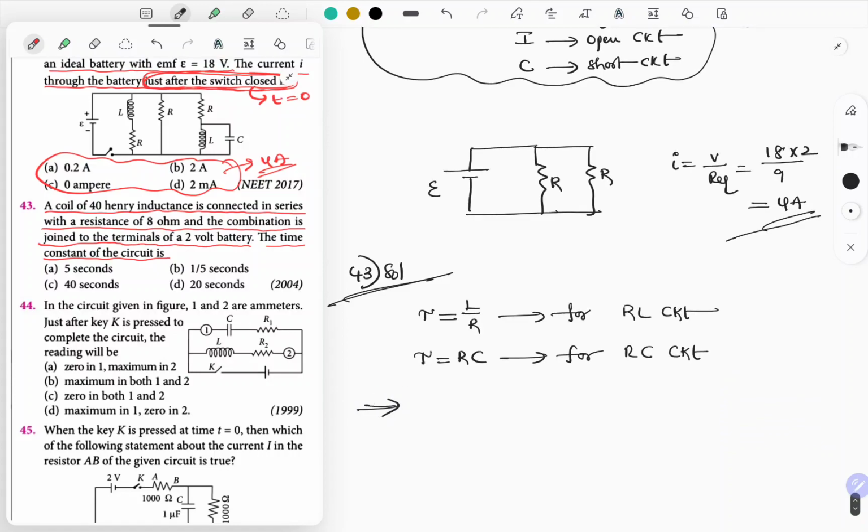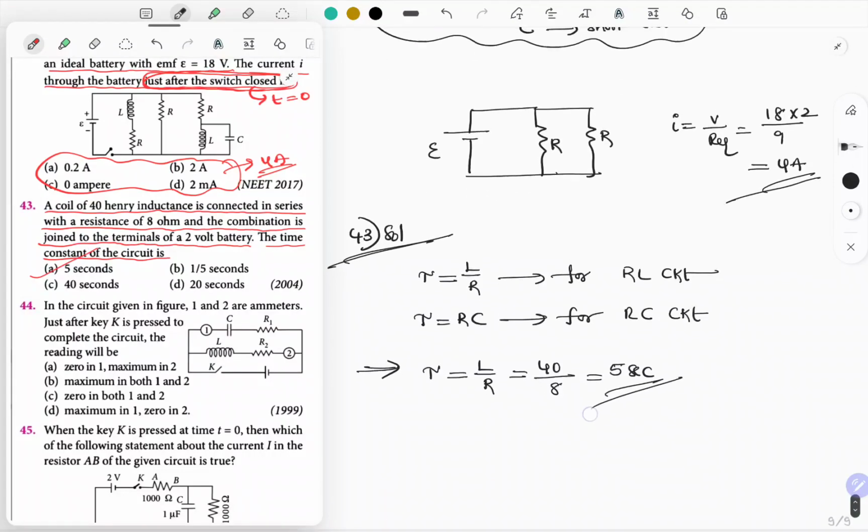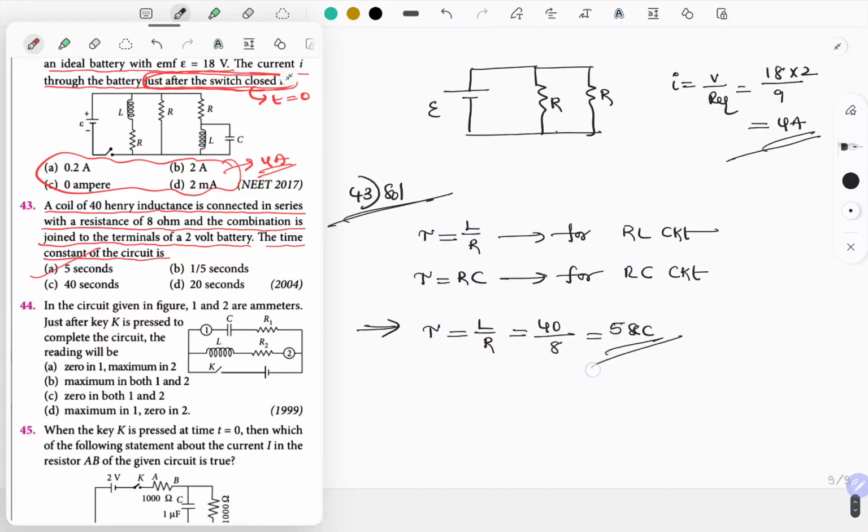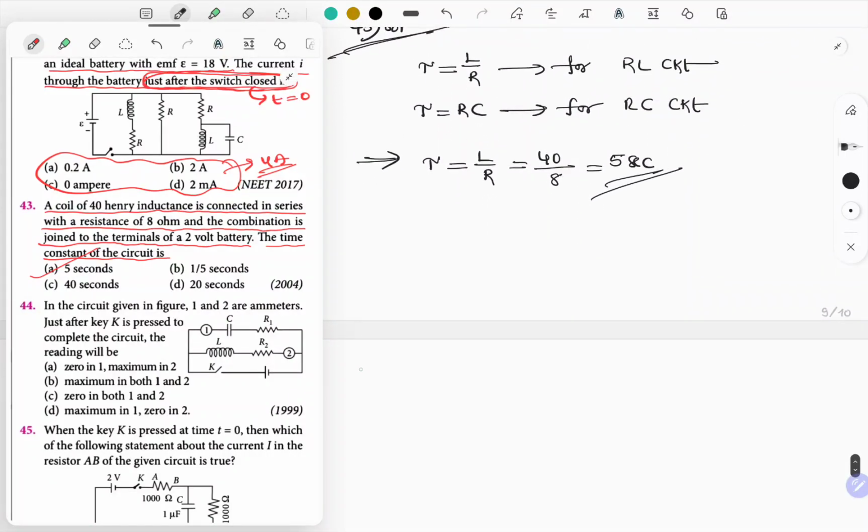Here they have given an RL circuit, right? Then what is going to be the time constant? Time constant is equal to L by R, where L is 40, R is 8, which is equal to 5 seconds, the correct answer. Option A is the suitable answer. Next, question number 44. 44 is based on switch numerical.